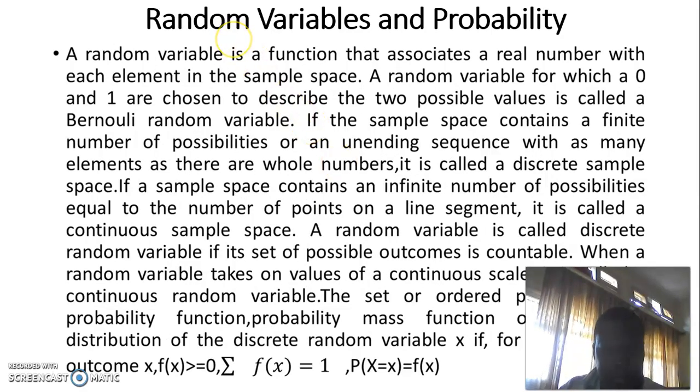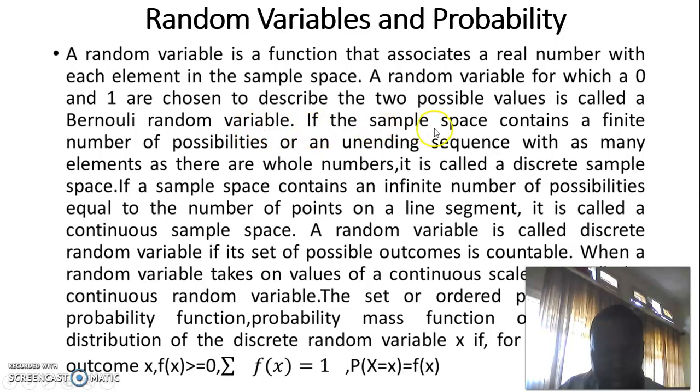Now, random variables. What is a random variable? A random variable is a function that associates a real number with each element in the sample space. A random variable for which a 0 and a 1 are chosen to describe the two possible values is called a Bernoulli random variable. If there are two possible choices, it is called a Bernoulli random variable.